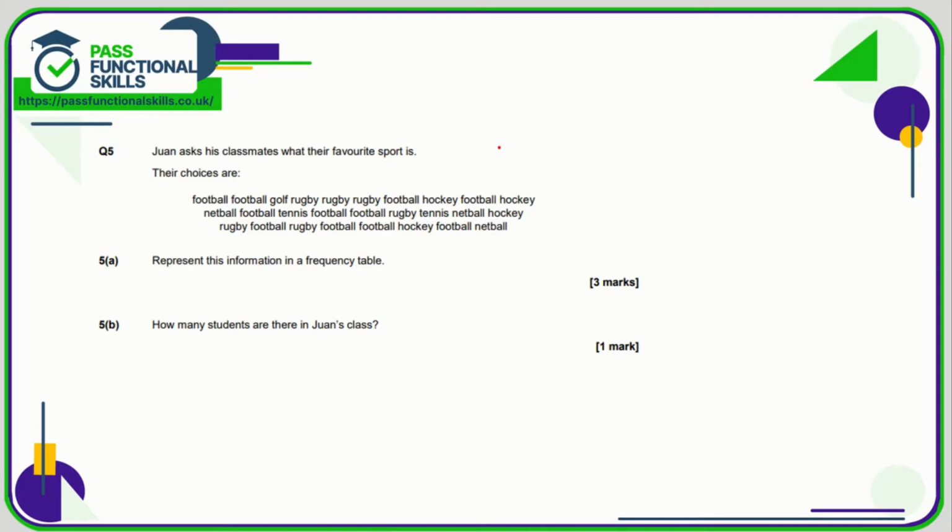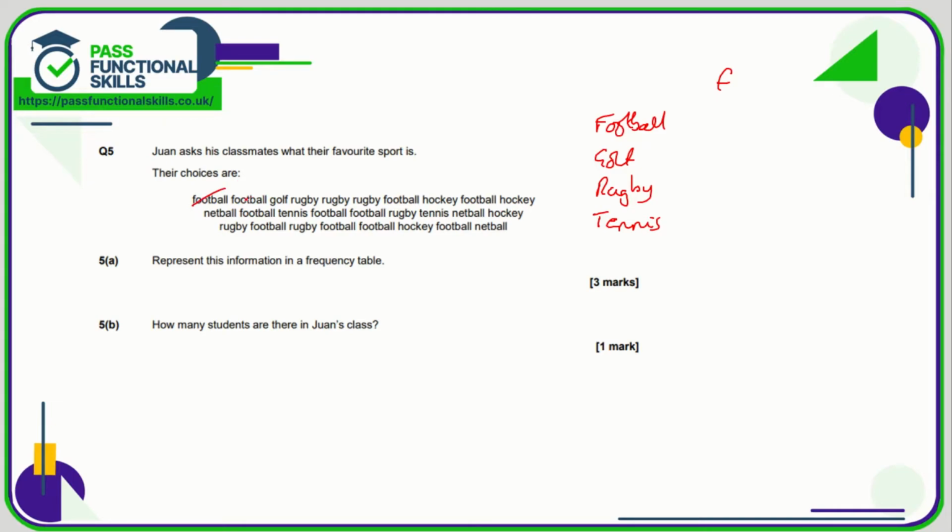Question 5, Juan asks his classmates what their favourite sport is, and this is what they have told Juan. So what we're going to do is just put together a frequency table. So let's go with football, golf, rugby and tennis, and we'll put F here for frequency.